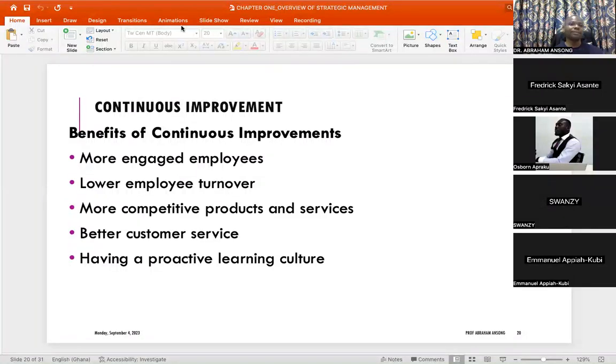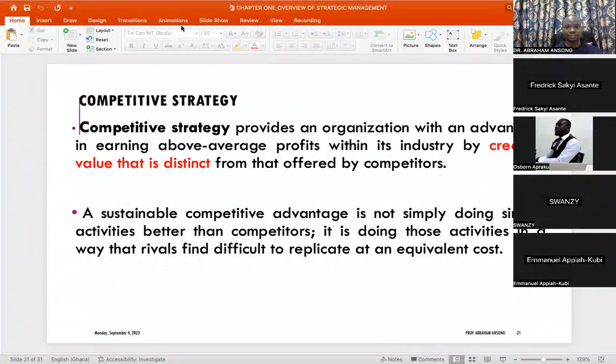Next, it can lead to better customer service, and it leads to having a proactive learning culture. So if you have the concept of continuous improvement as an individual or as an organization, you'll always be learning, because you want to improve upon what you did the last time. So it will lead to a proactive learning culture in organizations.